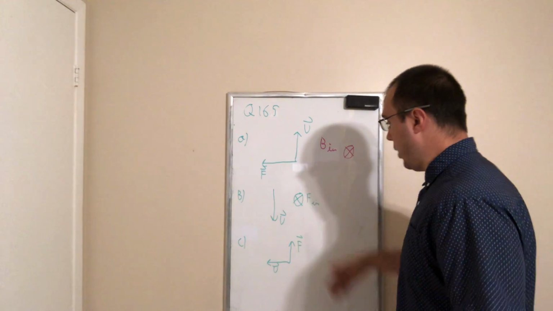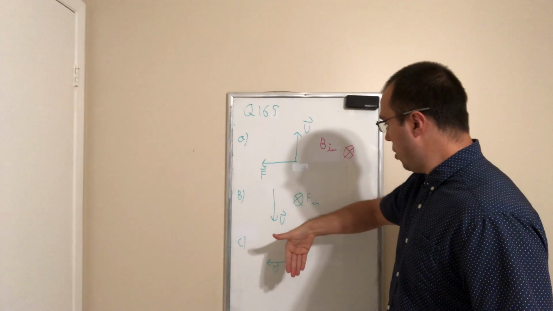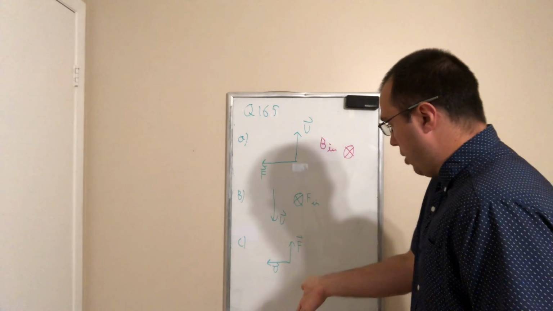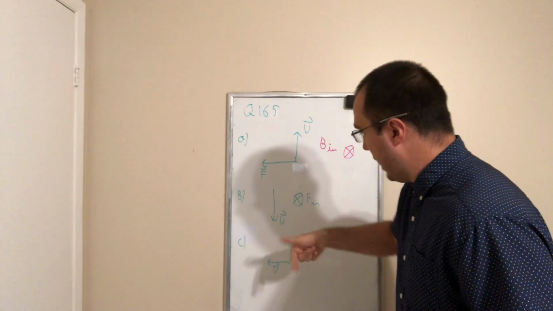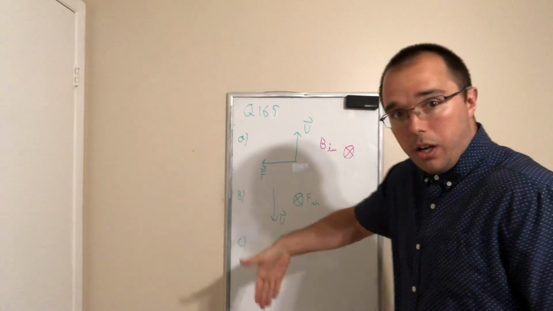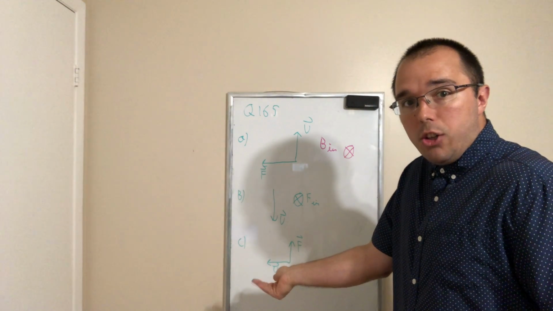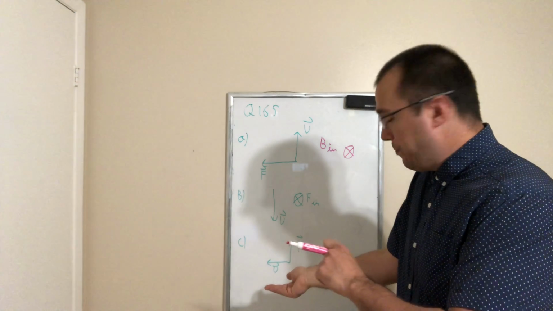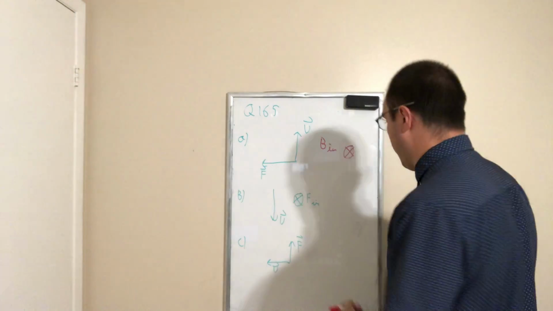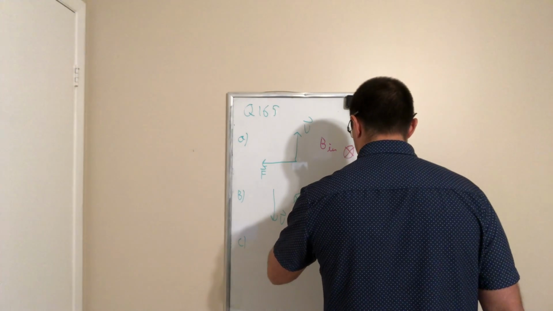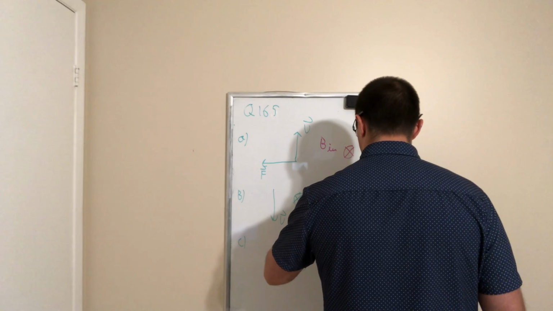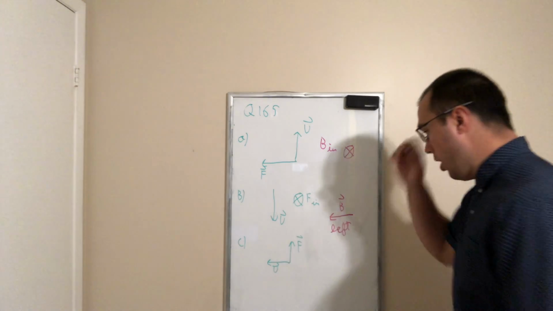All right, let's use the same logic for part B and part C. So in part B, we got the velocity vector pointing down, the force is pointing in, so we got thumb pointing in, and the curling of our finger shows the magnetic field is pointing to the left. Let's write left just to make it more obvious.